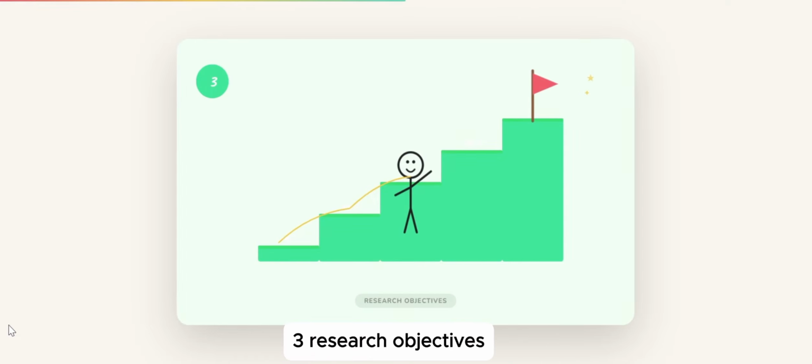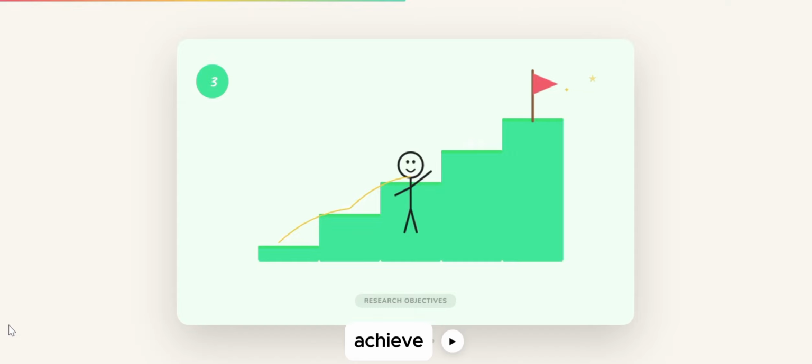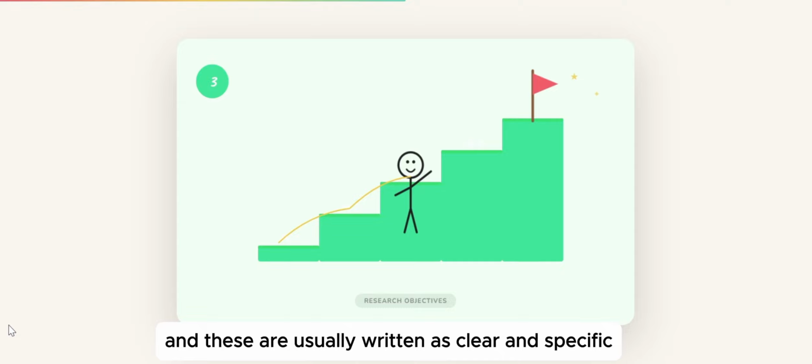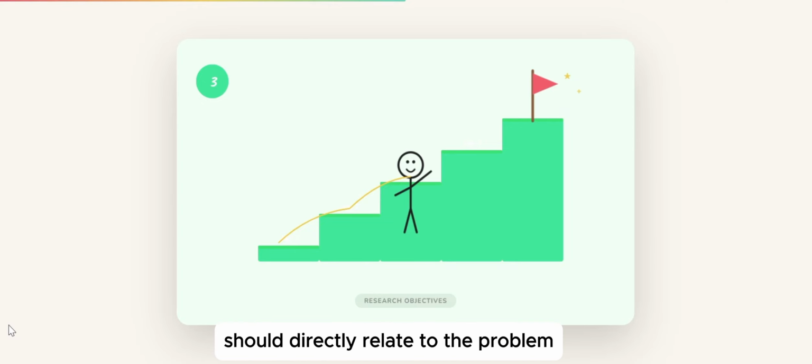3. Research objectives. Your introduction should present the research objectives. These objectives explain what your study intends to achieve, and these are usually written as clear and specific goals that should guide the entire research process. And your objectives should directly relate to the problem you identified earlier.